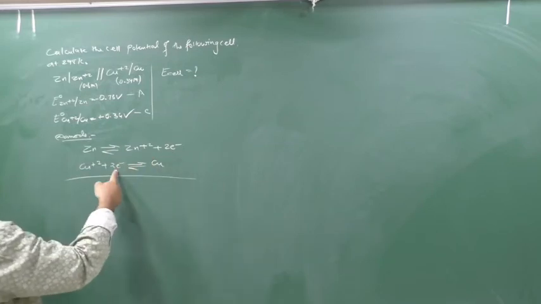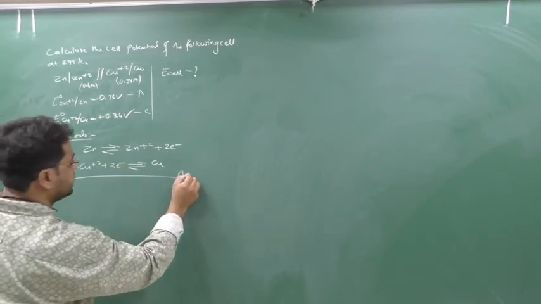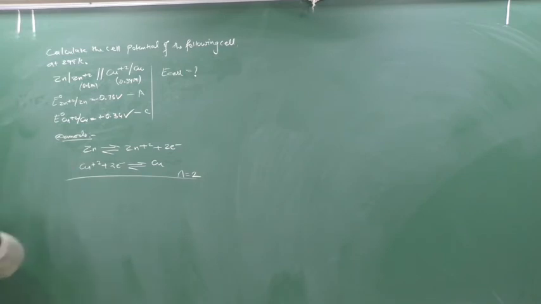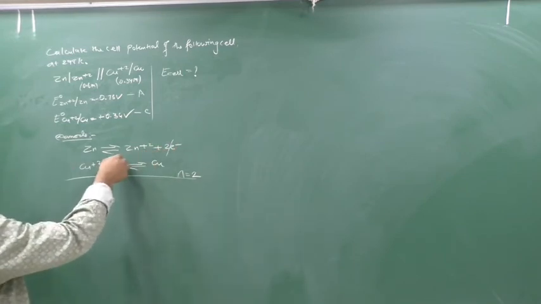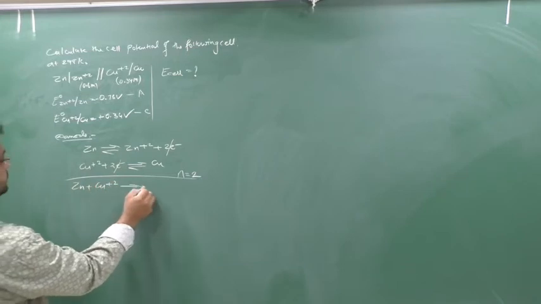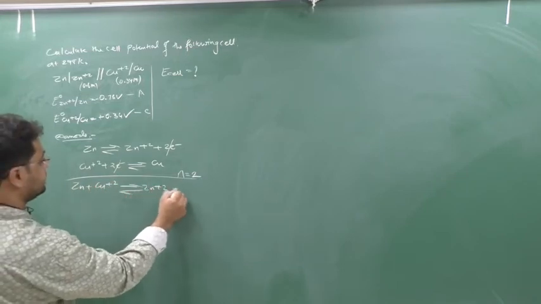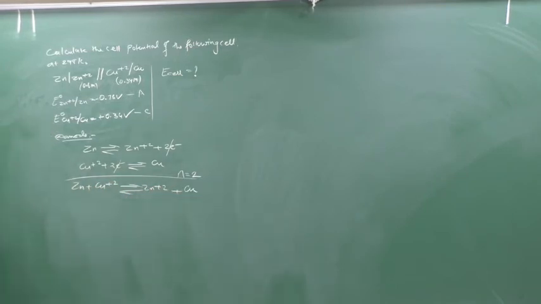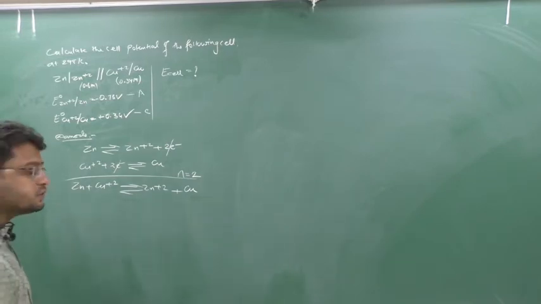Here the number of transferred electrons is how many? 2. So, I write down here n equal to 2. Why, sir? When I solve the problem, you will come to know. 2 electrons get cancelled. So, Zn plus Cu plus 2 gives Zn plus 2 plus Cu. So, this is my net cell reaction. Based on this, I will write down the Nernst equation.